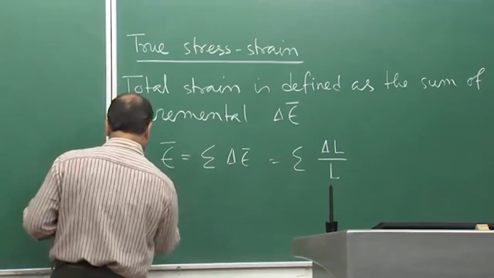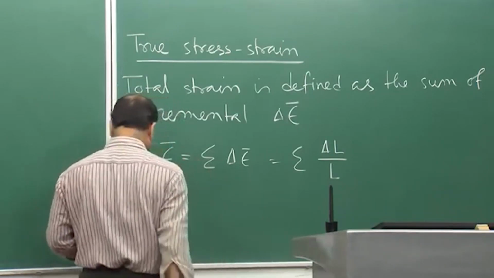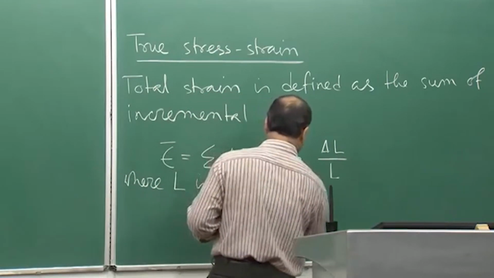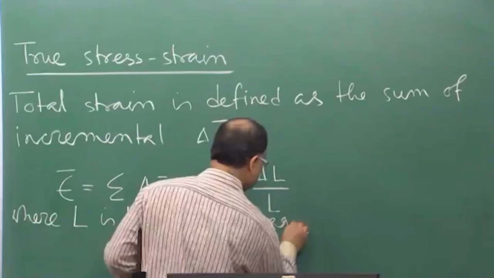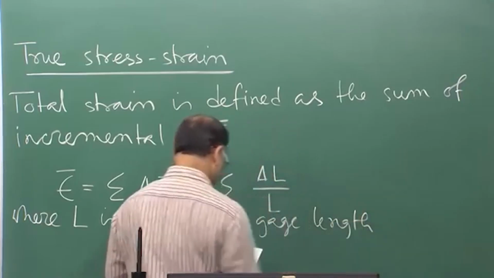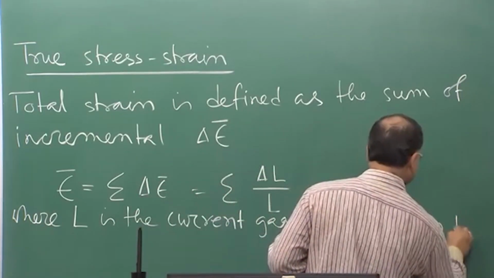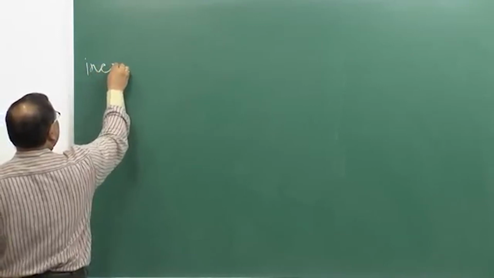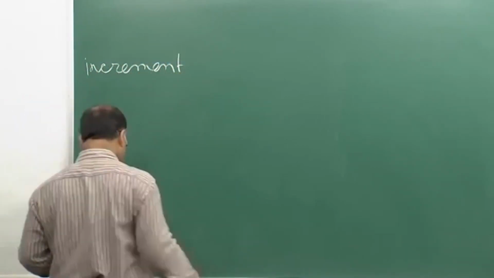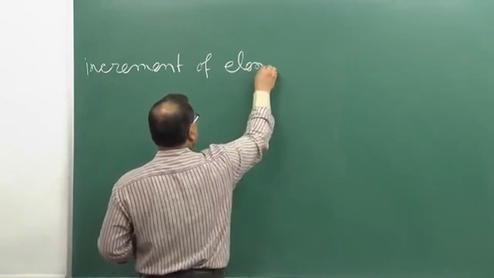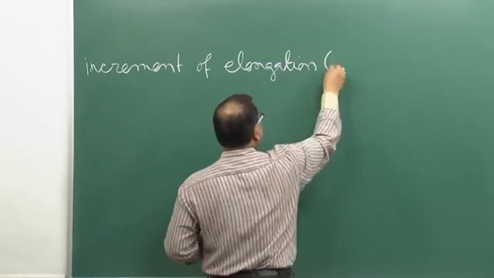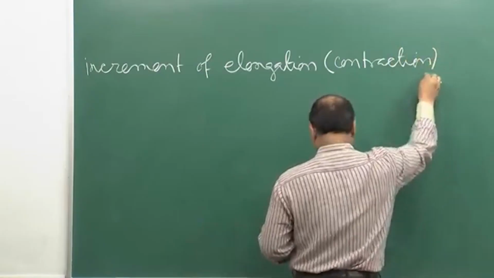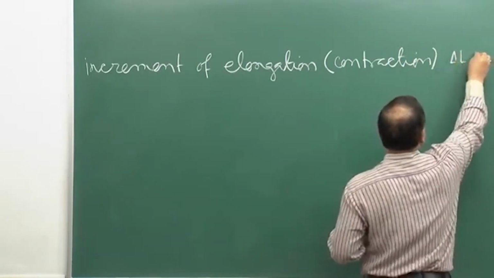So, we can write down that where L is the current gauge length when the increment of elongation or contraction, whatever you consider depending on the type of loading, delta L occurs.